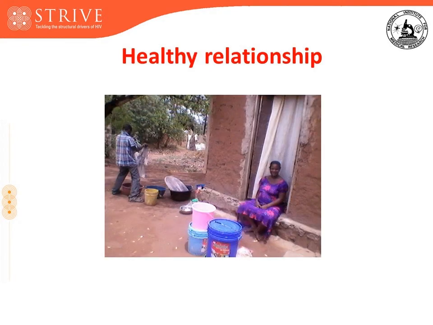So here again, we share some of the pictures that were captured by the women. In this photo, you see a photo depicting a healthy relationship. So for this woman in particular, this was a representation of a healthy relationship where the partner is helping the woman to wash clothes.